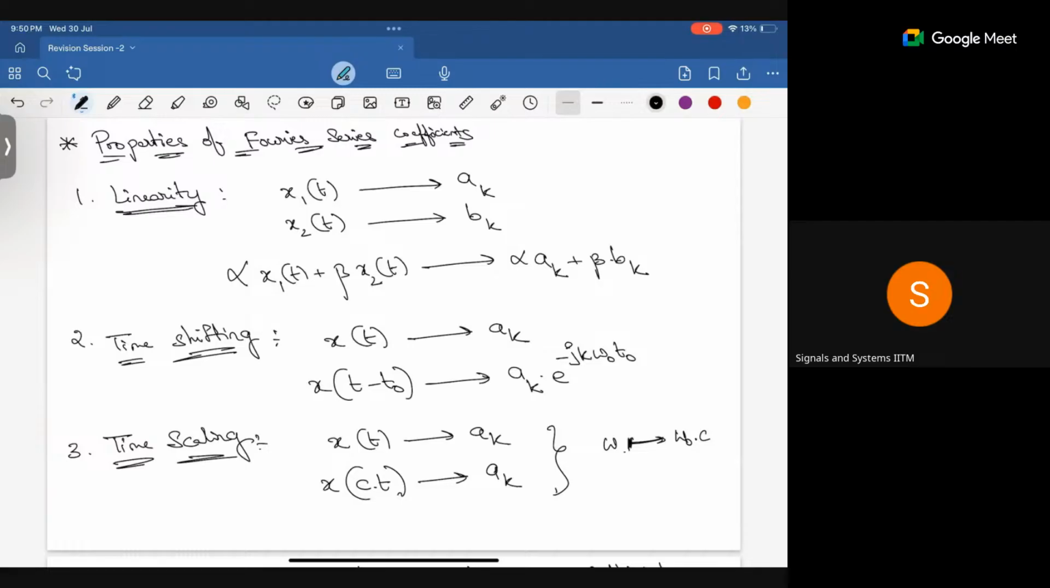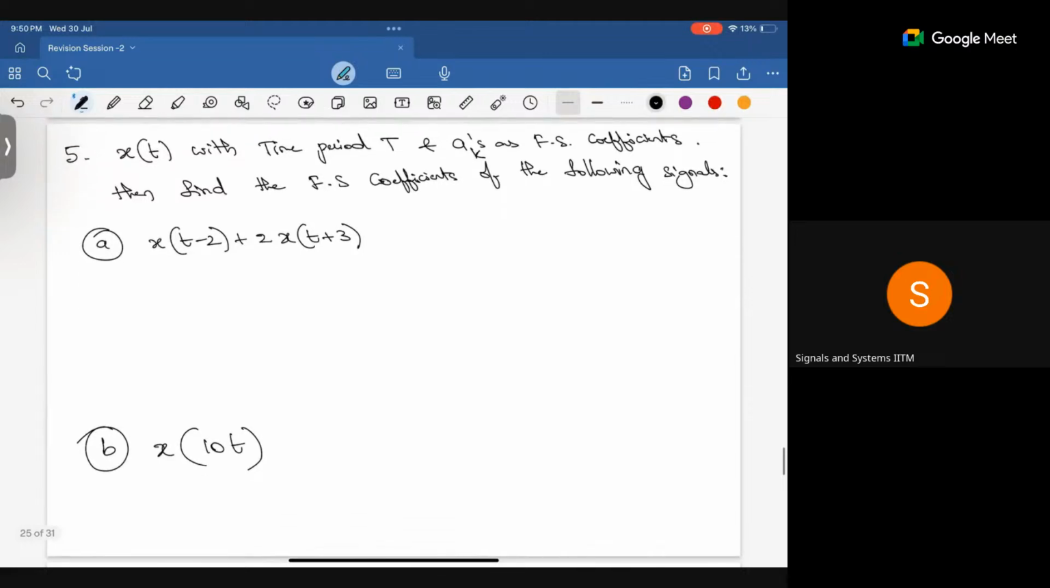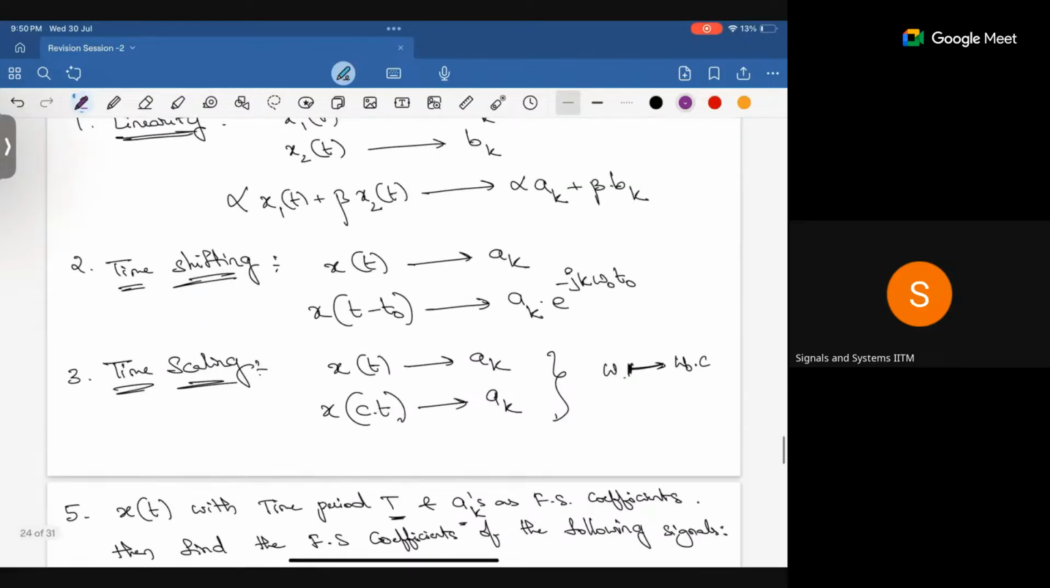Okay, so it will not come into the coefficient, it will go into the phase part. So that is time scaling, and with that you can solve these problems. So x of t with time period T and ak's are the Fourier series coefficients. Then x of t minus 2 will have Fourier series coefficients as ak into e power. Right, so this is shifting.